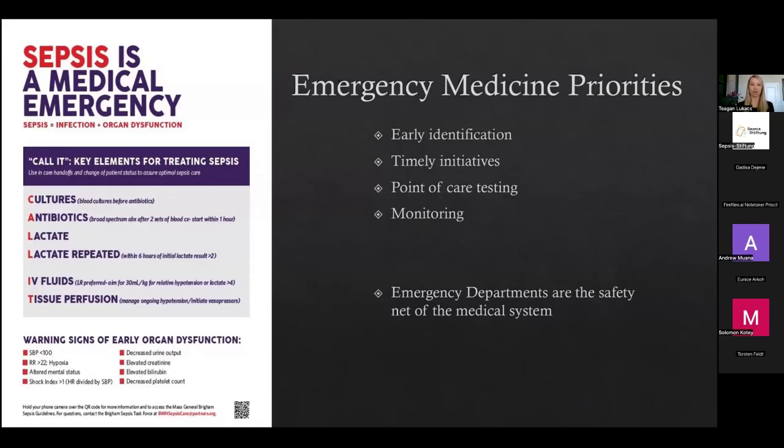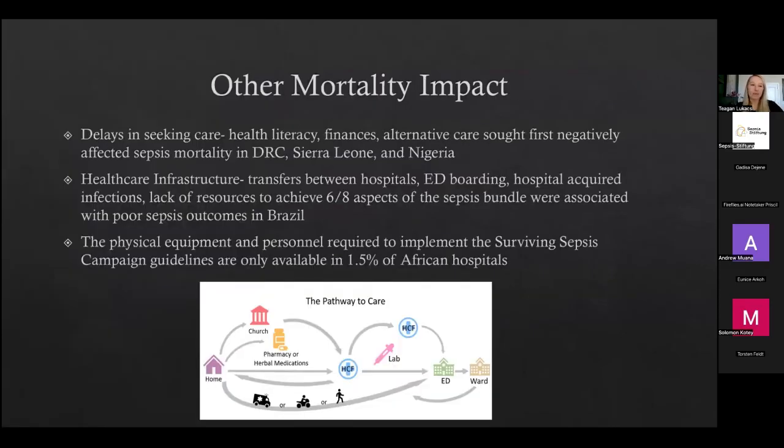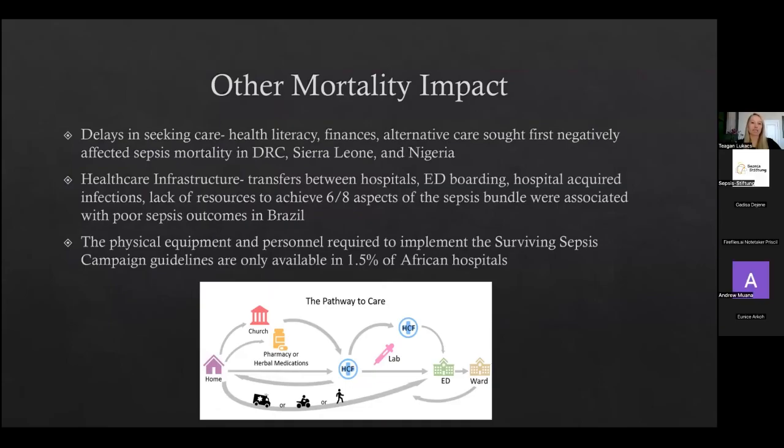Any point of care testing or repeat vital signs, repeat physical examination findings can go a long way in terms of monitoring your patients without needing to use extensive invasive monitoring or testing that isn't available in a timely manner for us. The emergency department really has become the safety net of the medical system. I don't know if I could do a lecture without talking about the rest of the system. But besides our medical care, there are a lot of things that impact mortality of patients with sepsis.